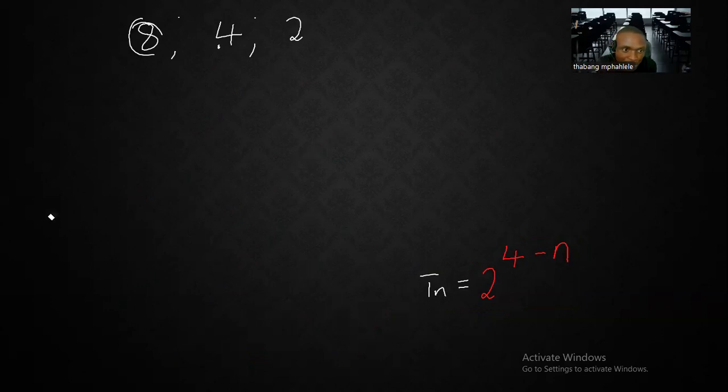Let me write this general term somewhere here. Tn equals 2 to the exponent 4 minus n. This is my general term, the general term of the geometric sequence 8, 4, 2.